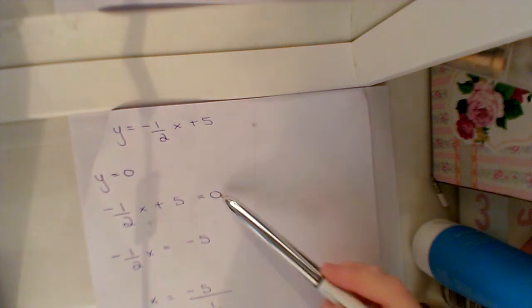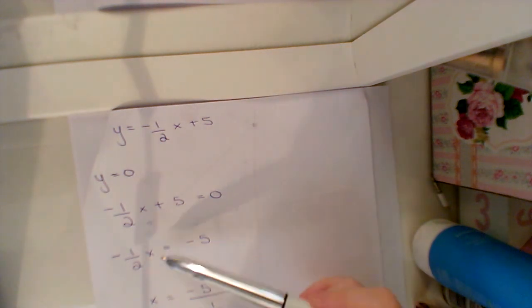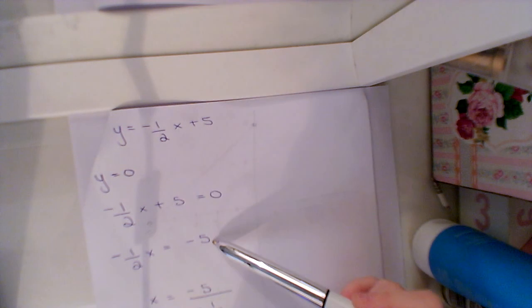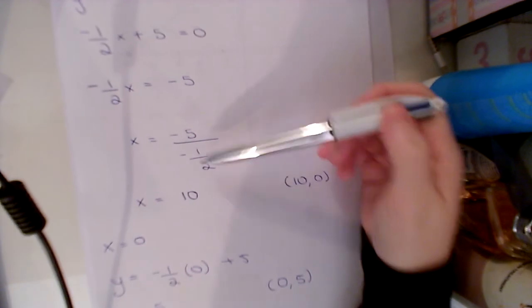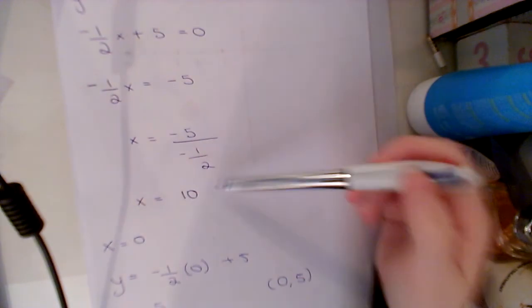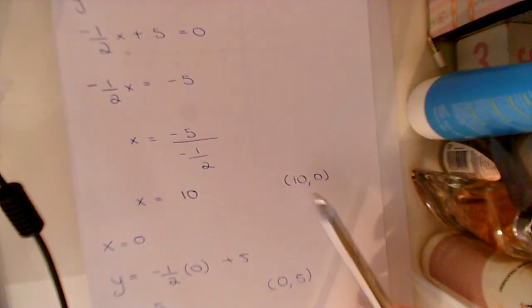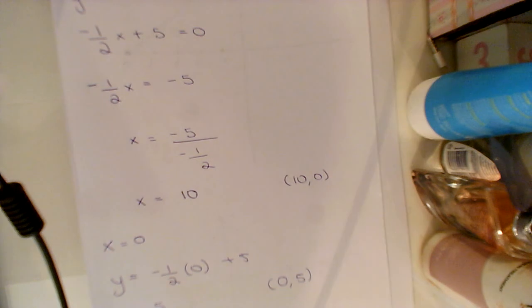Then to find my y-intercept, I need to let x equal to 0. So when I sub in x is equal to 0, I have y is equal to minus a half, bracket 0, plus 5. Y is equal to 5, and that coordinate is 0, 5. And this is it just graphed out. So my points 10, 0 and 0, 5.